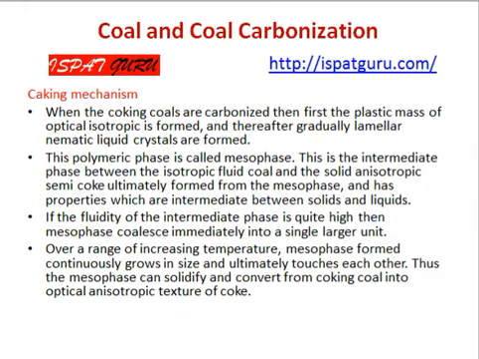If the fluidity of the intermediate phase is quite high, then the mesophase coalesces immediately into a single larger unit. Over a range of increasing temperature, the mesophase continuously grows in size and ultimately the spheres touch each other. Thus, the mesophase can solidify and convert from isotropic coal into the optically anisotropic structure of the coke.